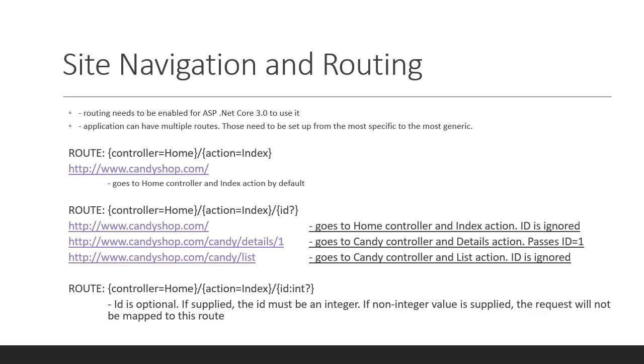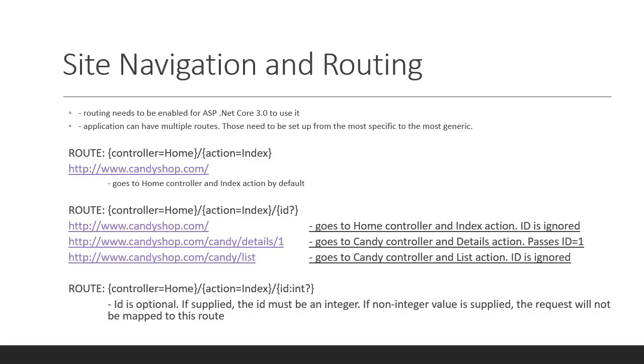Now we can also specify default values for the segments in our routes. So for example, in controller equals home and action equals index, we specified that if the user does not enter controller or action, we will automatically route to home/index. So we will route to the home controller and the index action on that controller. So when the user enters only the domain URL, just like www.candyshop.com, then the route will go to the home controller and index action.